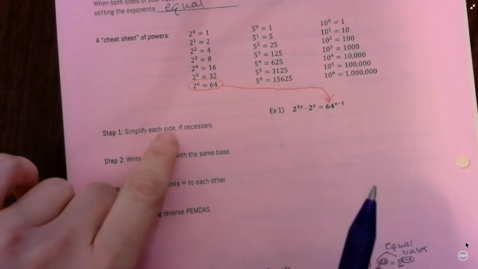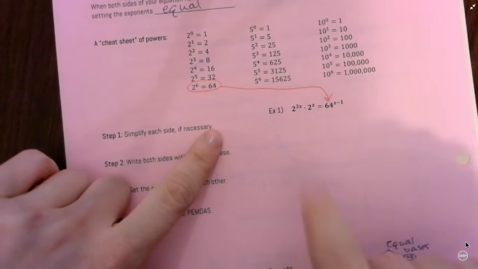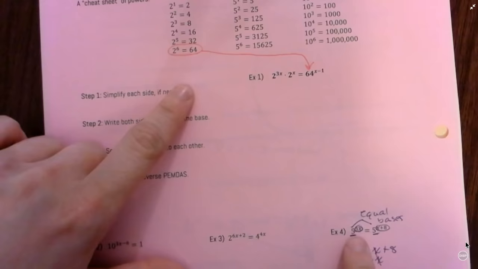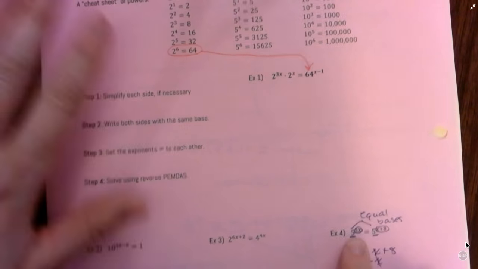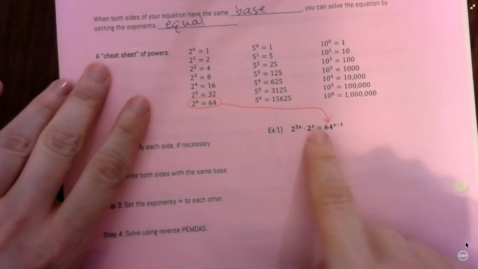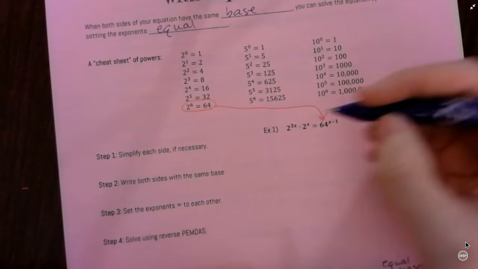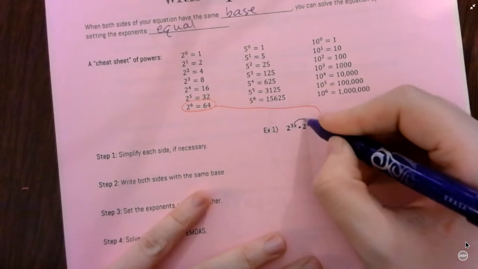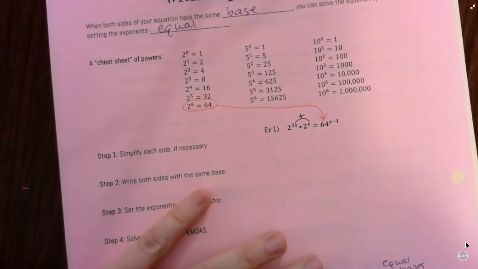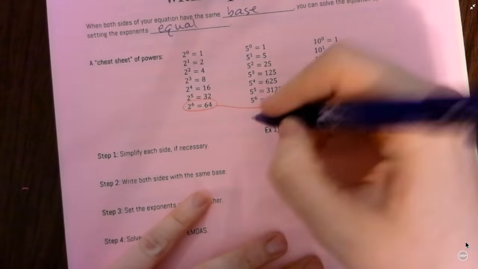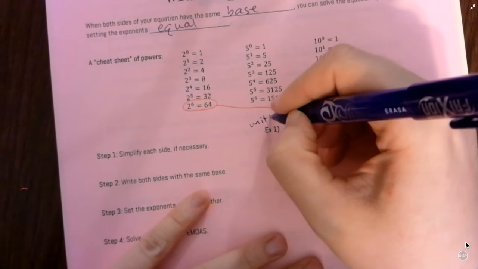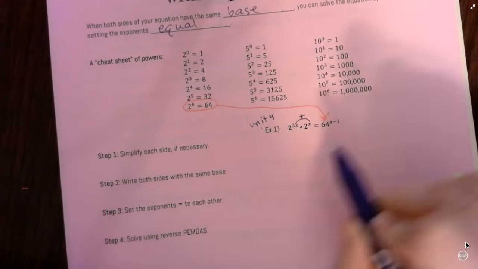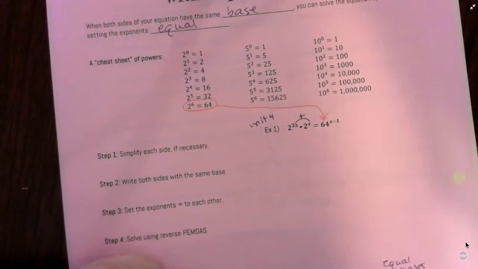The first thing I want to do is simplify each side if necessary. So notice on this side, compared to this problem down here where it was just 5 to a power and that was it, here I have 2 to a power times 2 to a power. So I'm going to need to simplify that. Now, when I multiply two numbers together, then I need to add their exponents. And that's a rule that we did in Unit 4. If you wanted to look back at that, or if you wanted to come ask about that, that's something we did in Unit 4. So I need to add the exponents.